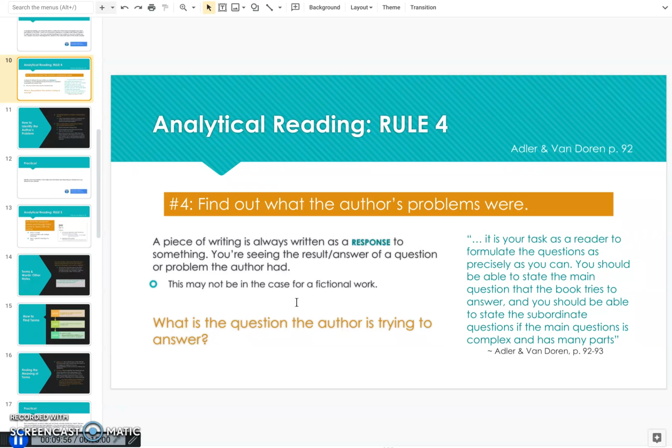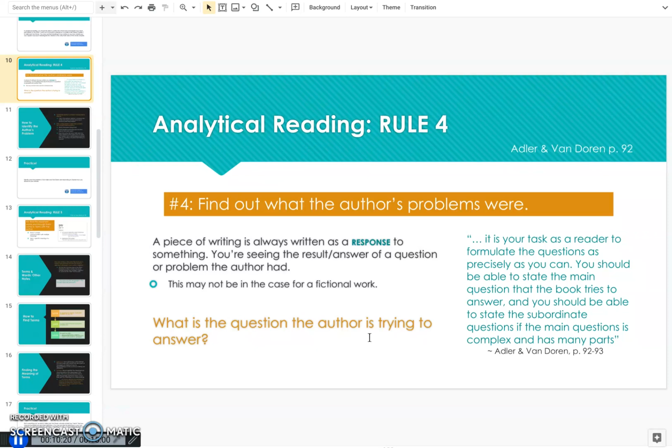Okay? Now, this may or may not be the case with a fictional work or like a novel or short story, but for every non-fictional piece, this will be true. So of all the articles we read in the class, those authors are writing them in response to a question or problem that they encountered. So the main question to ask yourself is, what is the question the author is trying to answer by writing this piece?